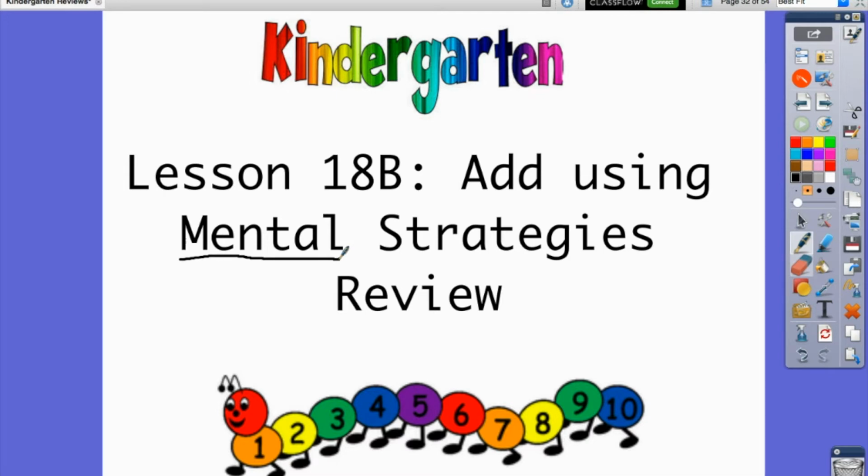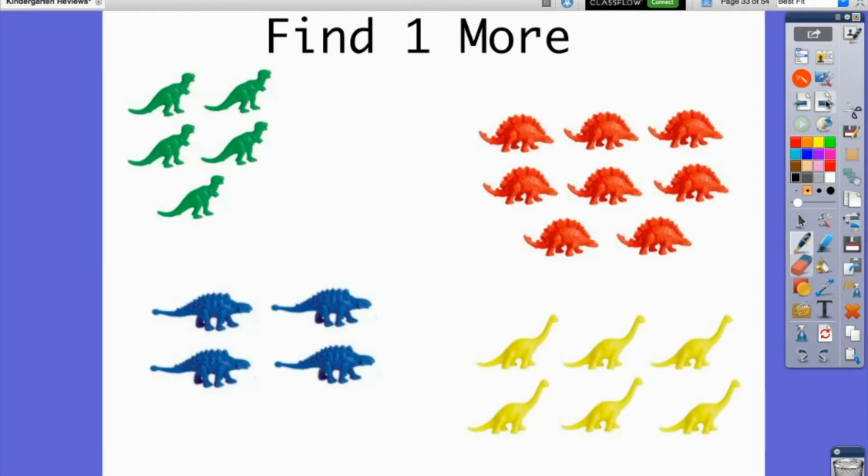All right, this is something that we're going to work on all through kindergarten, making sure we know what these facts are when we come to addition within 10. So the first mental strategy we want to do is find one more. If we know what one number is and then what one more is, then we start to learn how to add in our head. So we're going to start off by looking at some pictures.